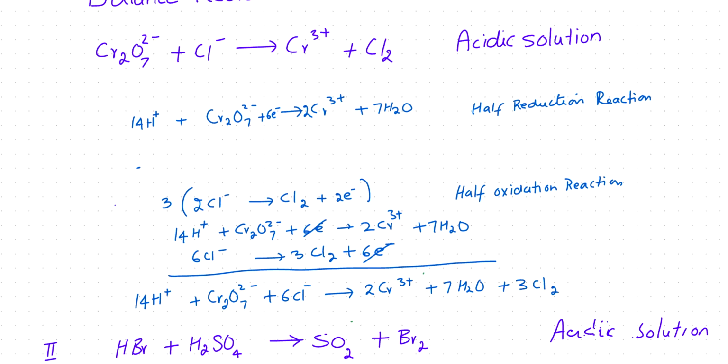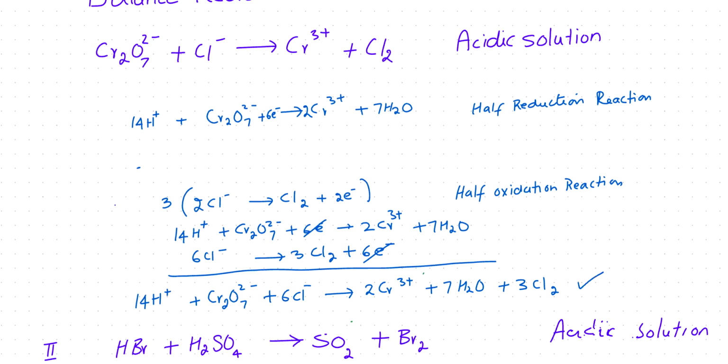Now you can check the charges here. Each chromium has 3 positive, so 6 positive charges here. And on this side we have 6 negative here and 2 negative here, total 8 negative. So 14 positive charges, 8 negative charges, so total we have 6 positive charges on the left side. So all the atoms and charges are balanced. So this is your balanced equation in acidic solution, because there is H+, so it's acidic.